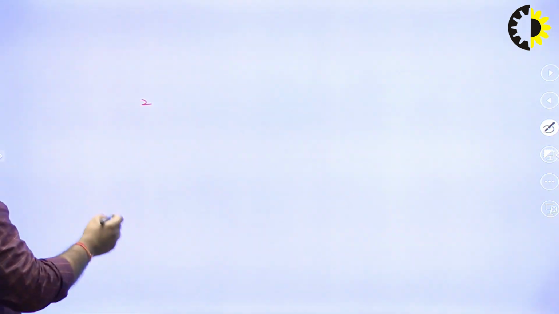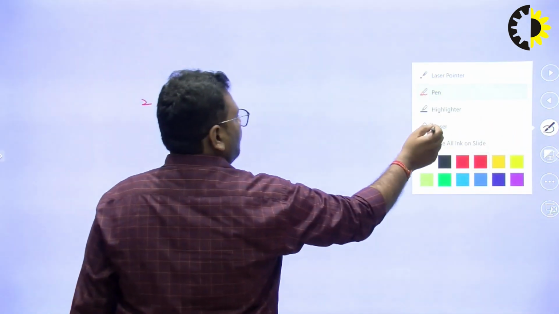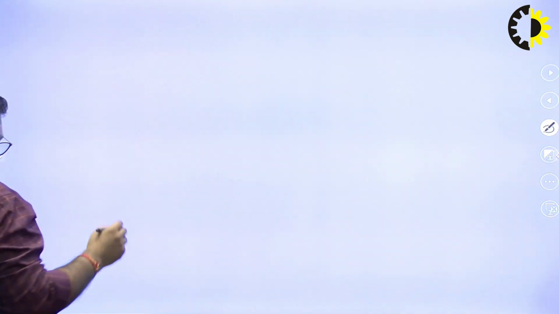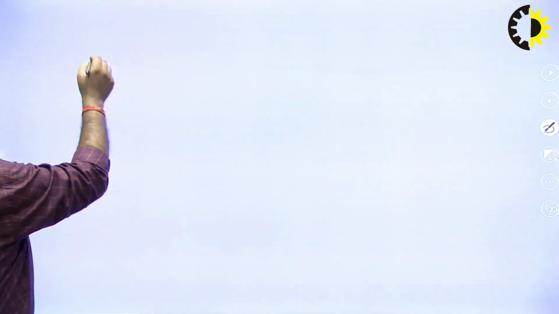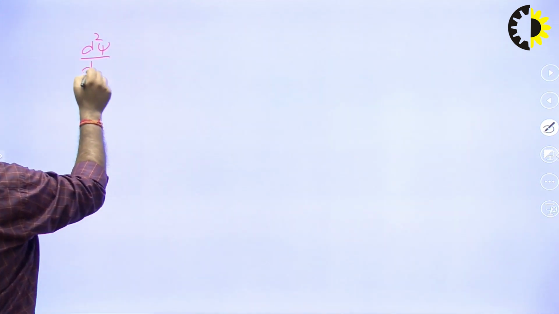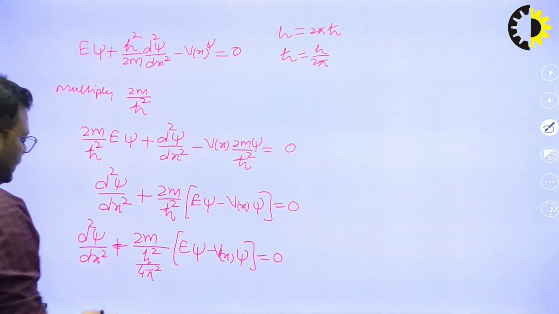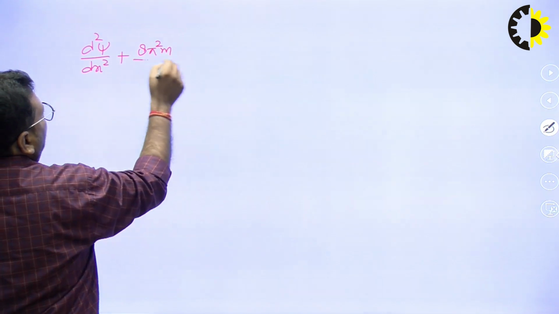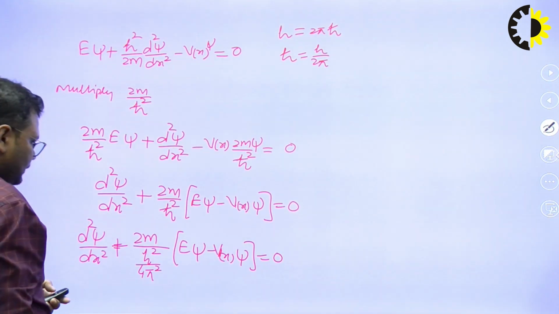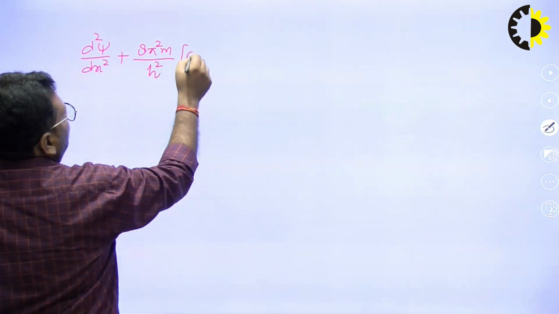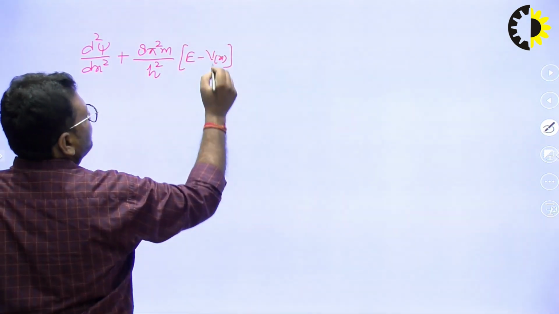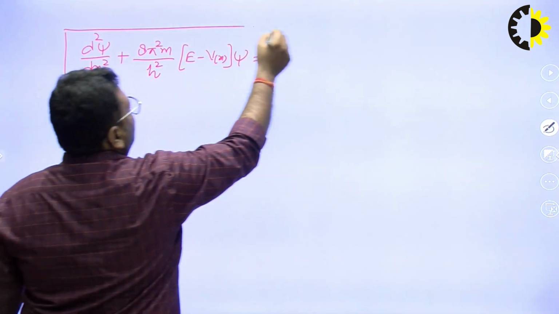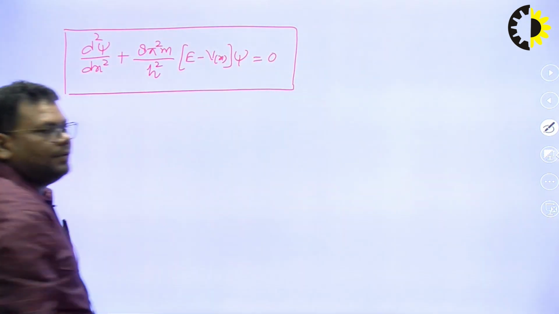After simplifying this, we will get d square psi over dx square plus 8 pi square m upon h square into E minus Vx into psi is equal to 0. So this is the one dimensional time independent Schrodinger wave equation.